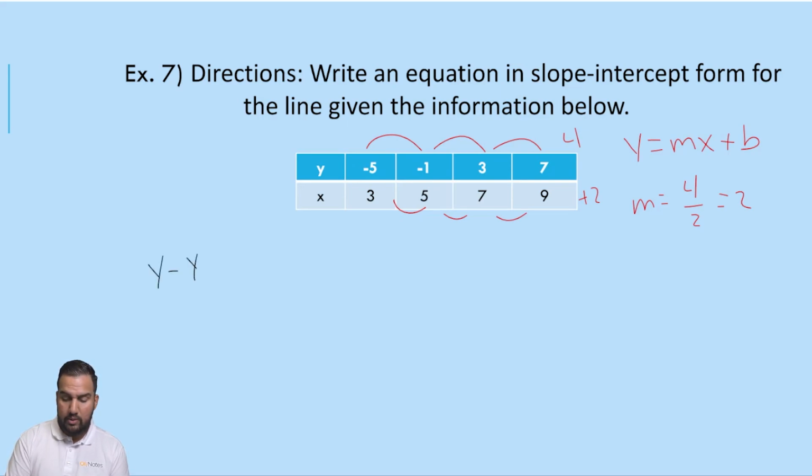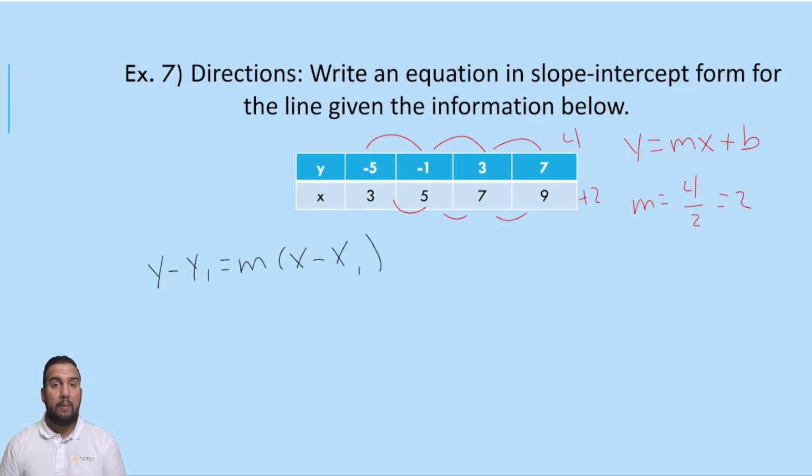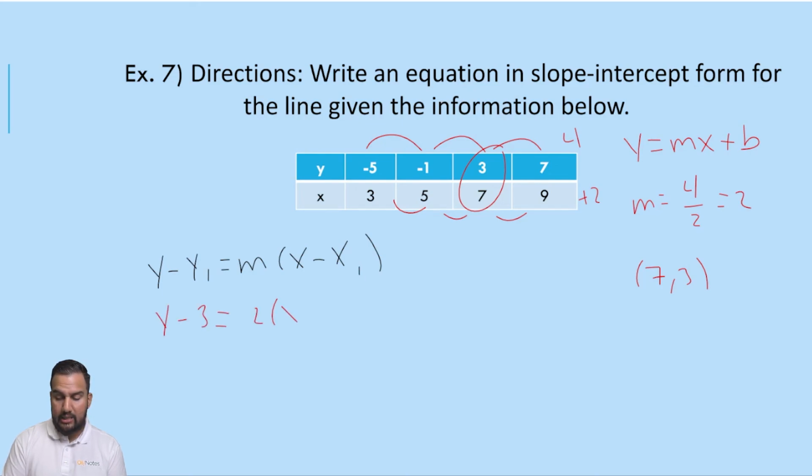y minus y1 is equal to m times x minus x1. I'm going to pick a random point. Now, to be fair, I'm not going to pick 3 comma negative 5 because that's a negative on there. So I'm going to go to the positive side and pick 7 comma 3. Remember, x before y. A lot of times, the way the table's written, you're going to want to put the y first. Just be careful. Put the x first. So the next step after I do this is going to be plug it all in. y minus y1, which is y minus 3, is equal to my slope, which is 2, times x minus 7.